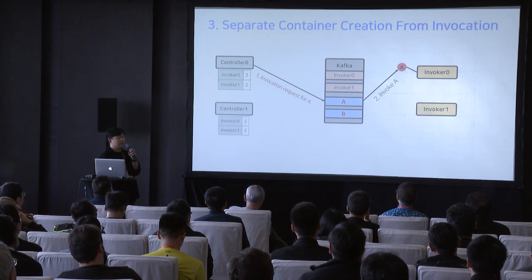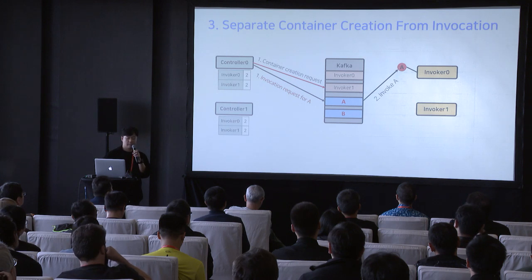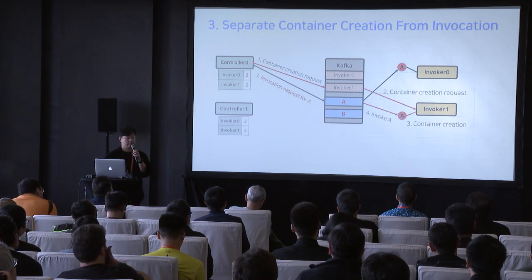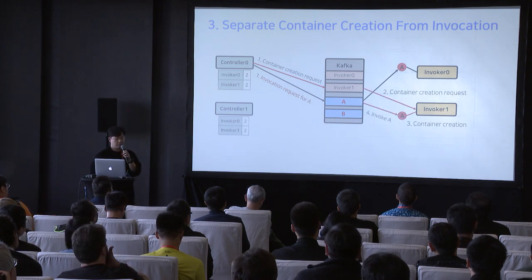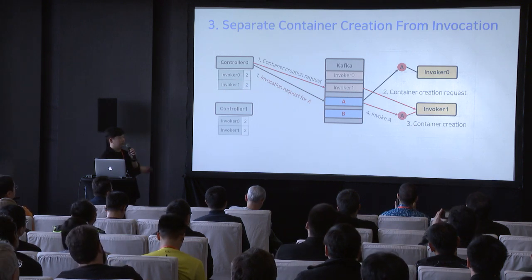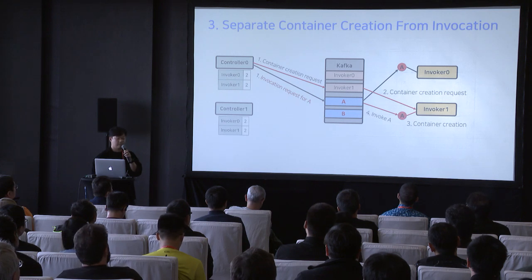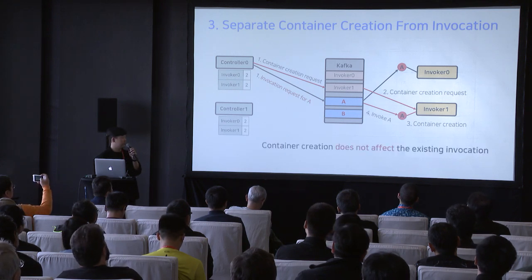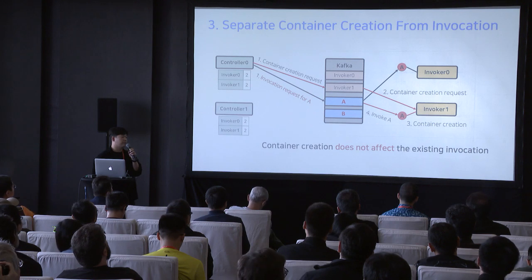And if one container is not enough to handle all incoming requests, then we can send another container creation request, and it will create a container, and it will invoke the action. While these red paths are active, the black paths are still working as expected. It means that container creation does not affect the existing invocation anymore.